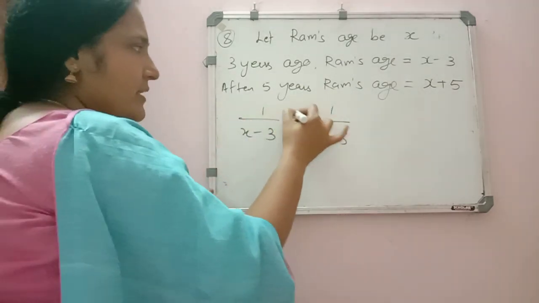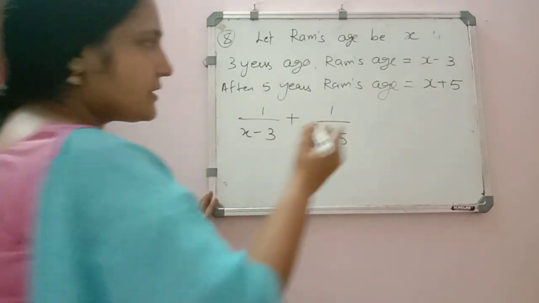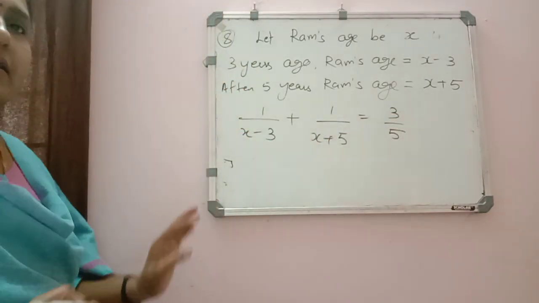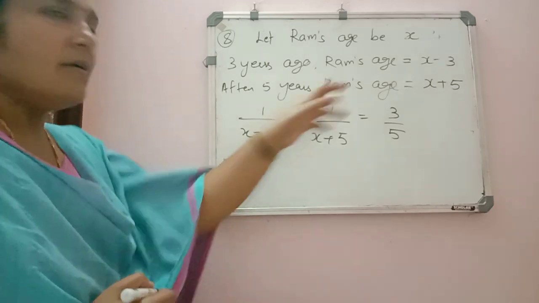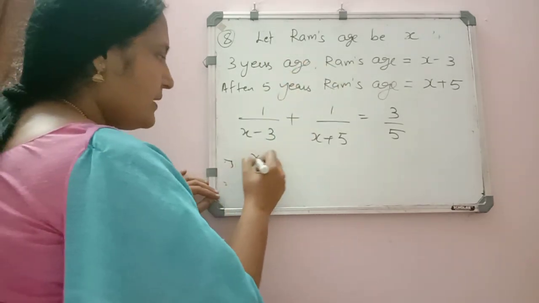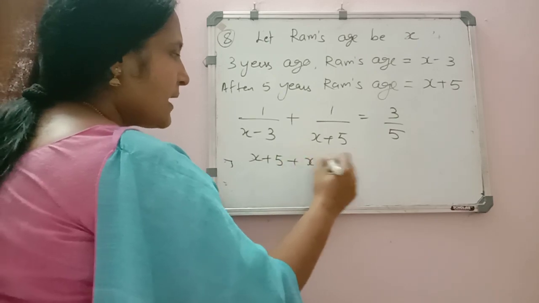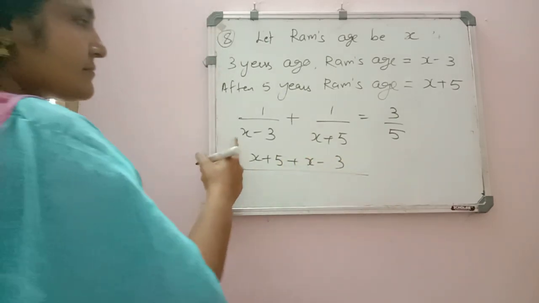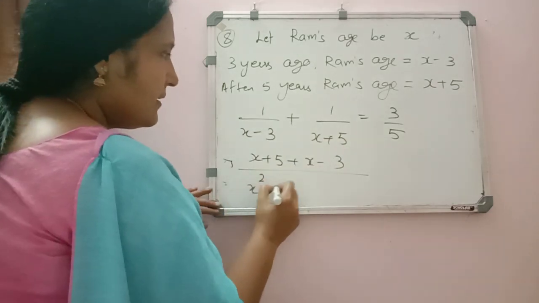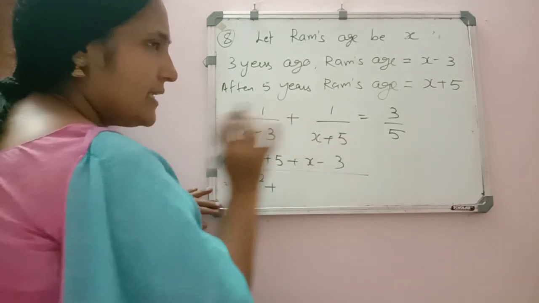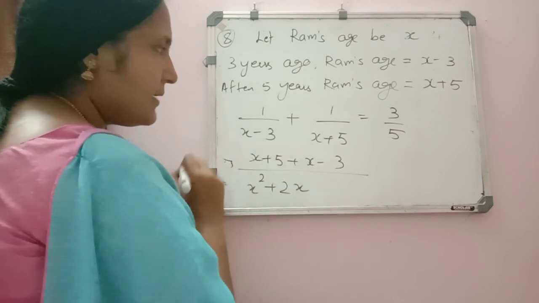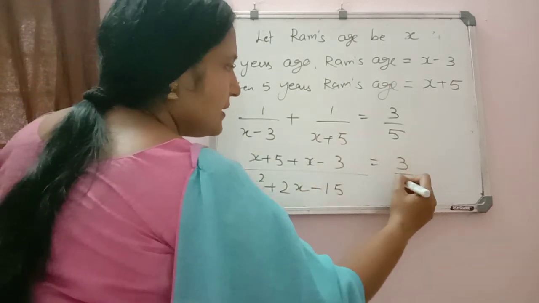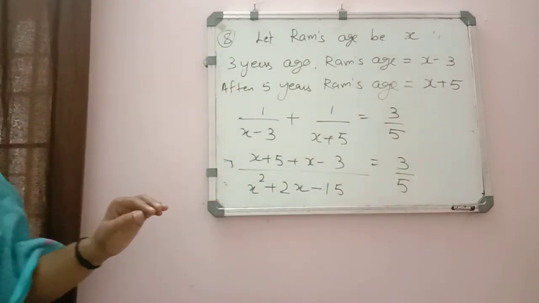And it was given their sum is equal to 3 by 5. Now again how we will simplify it? Cross multiplication method. So it will be x plus 5 plus x minus 3 by, hope all are doing with me, x square plus 5x minus 3x. So directly I am writing plus 2x minus 3 into 5 minus 15 is equal to 3 by 5.